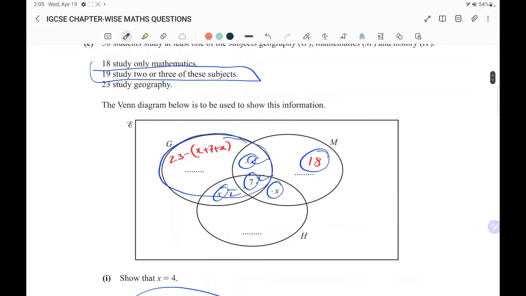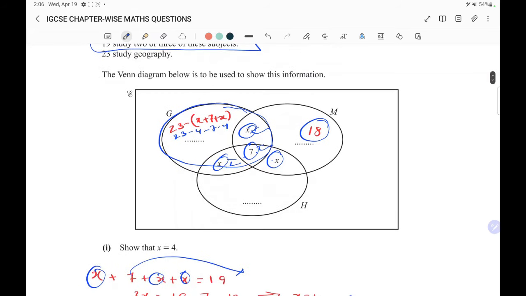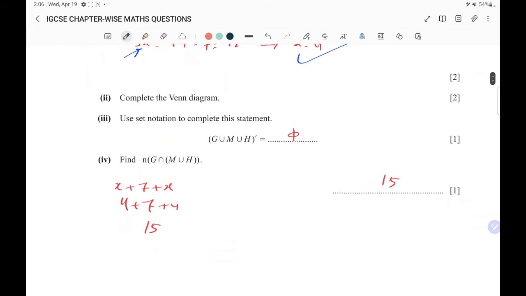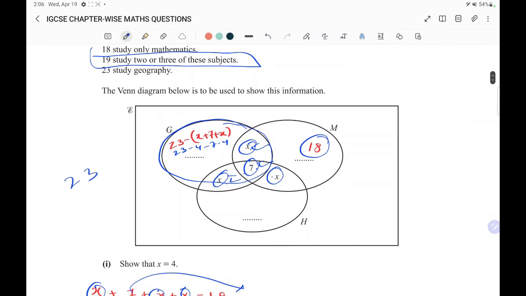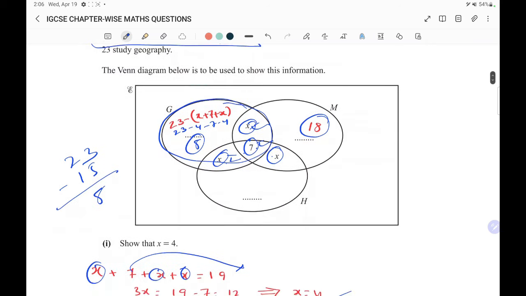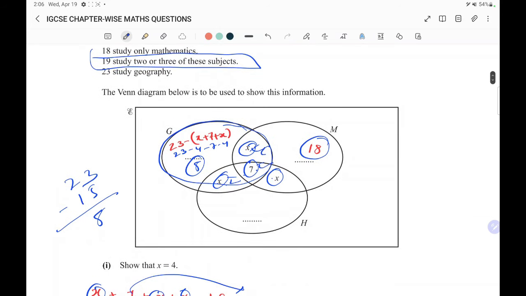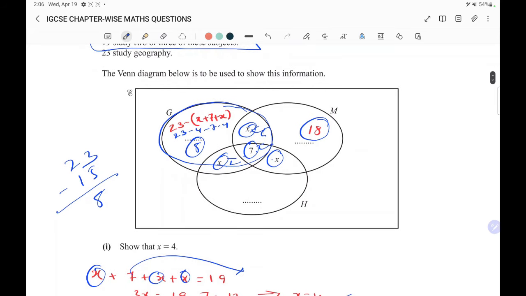Now complete the Venn diagram. So x is 4 right now. So here 23 minus 4 minus 7 minus 4. So just calculate, you will get the value. So this is 23 and 15, so how much? 8. So it should be 8. And this x is already 4 we found. We are not required to fill this, we have to fill this one, this part.